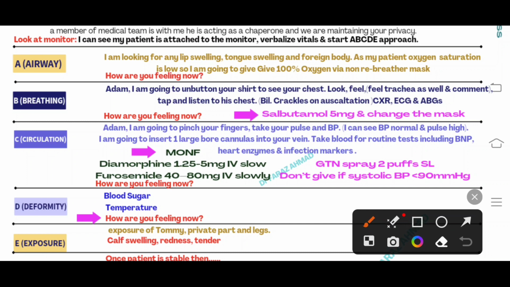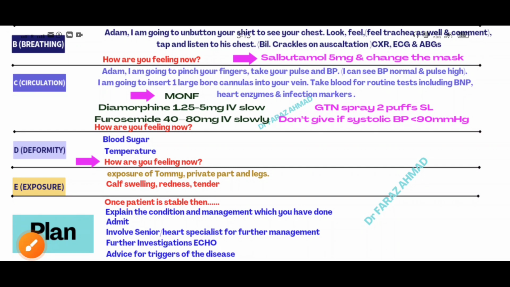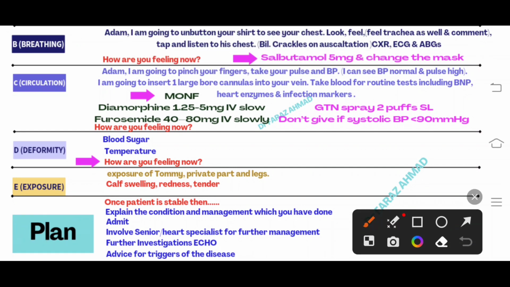So in the B, you will request chest x-ray, ECG and ABGs. If the patient has wheeze, you can give salbutamol 5 mg nebulization with the nebulizer mask along with the oxygen. So after doing this, you will again ask the patient, how are you feeling now? So please keep in mind, in the heart failure station, the most important part is C. Most important part is C.